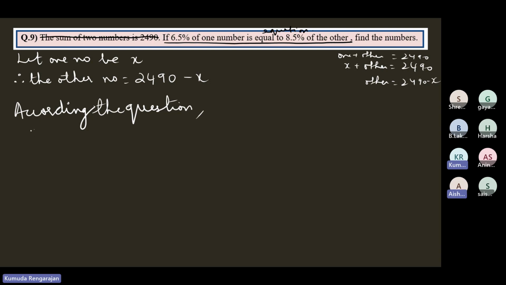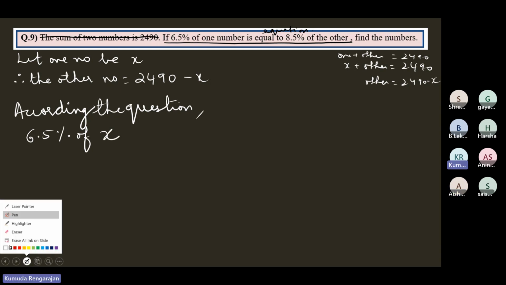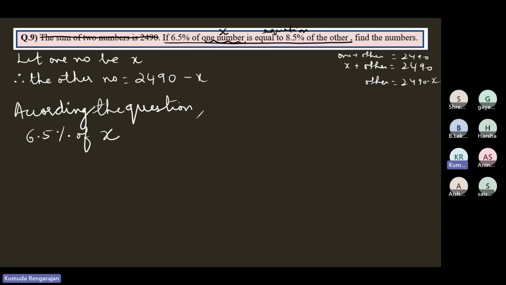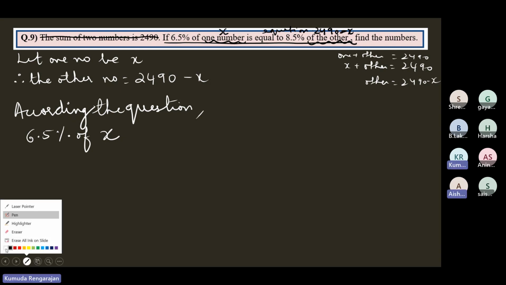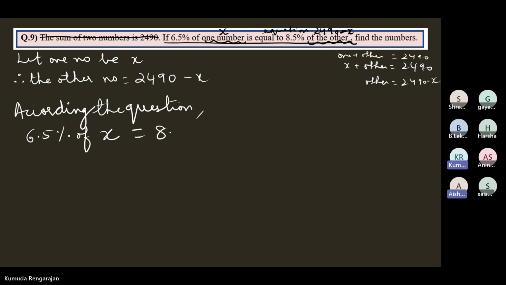As you said, 6.5% of x. Because one number, no? So see here, as Aishwarya said, 6.5% of one number, x, is equal to 8.5% of the other. What's the other? 2490 minus x. Yes, Aishwarya, please continue. 6.5% of x is equal to 8.5% of 2490 minus x.